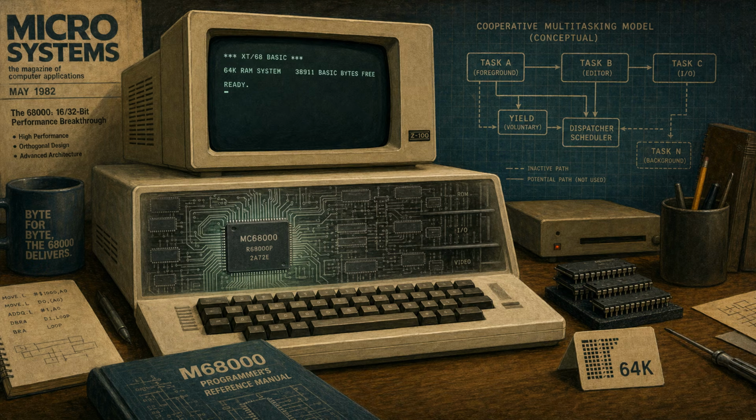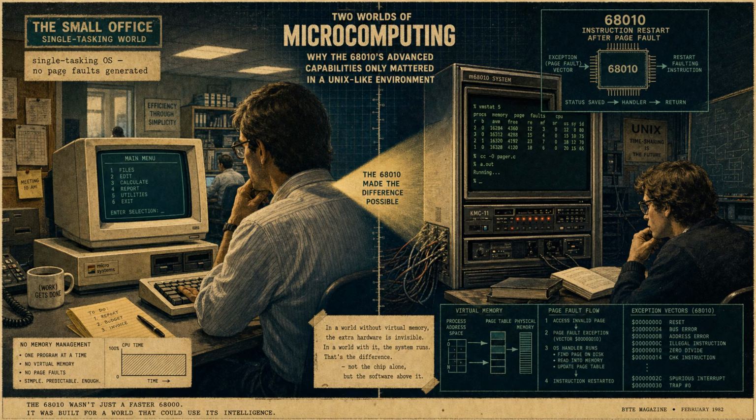Machines built on the 68000 and 68010 in the early to mid-1980s typically shipped with limited RAM and used single-tasking or cooperative multitasking operating systems, without demand-paged virtual memory. For those systems, the ability to restart complex instructions after a page fault was irrelevant, because the operating system never generated those page faults in the first place. The most visible benefits of the 68010 became confined to niches where Unix-like environments or sophisticated multitasking actually ran.